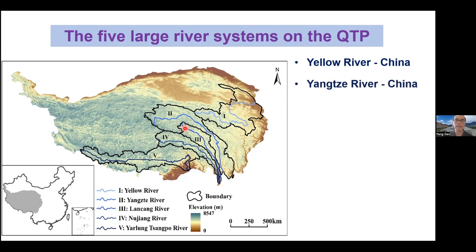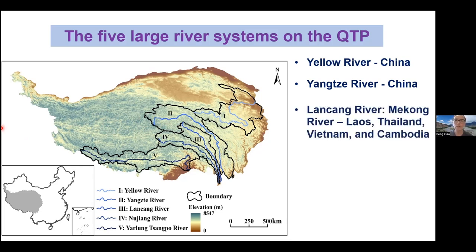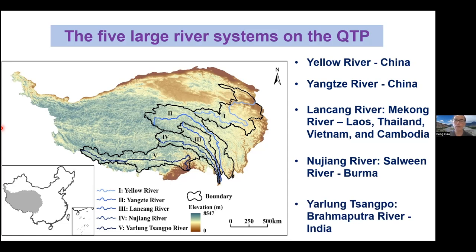The second one is the Upper Yangtze River, and this one is downstream part across all the way across the southern part of China. And the third one is the Upper Lantong River. When this river moves south, it becomes the Mekong River, running through Laos, Thailand, Vietnam, and Cambodia. The fourth one is the Upper Nujiang River. And when it moves to the south, it becomes the Salween River, and this river passing through the Burma in the south of Asia. And the last one is the Yalu Zambu River. And this river, when it's run to the south in the downstream, it becomes Brahmaputra River, which runs through the India.